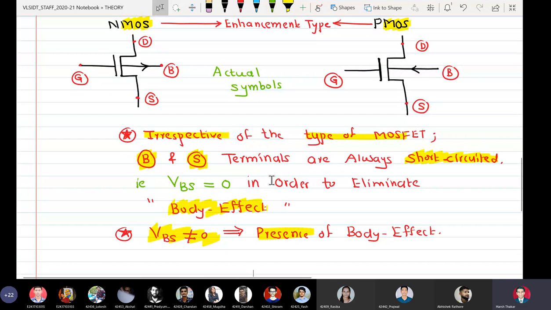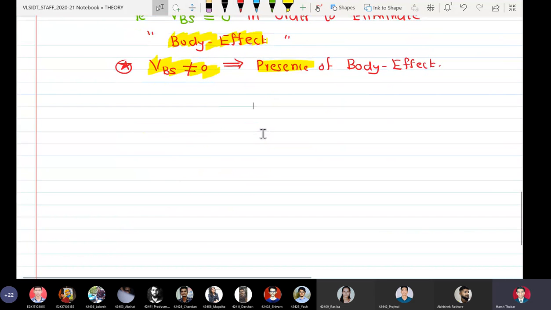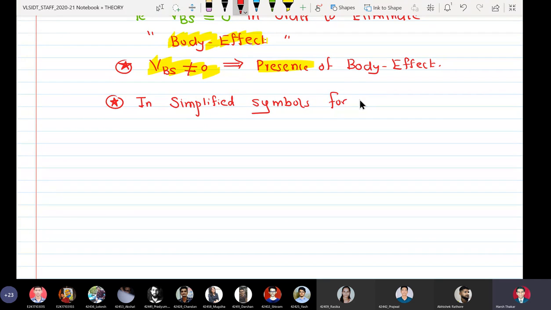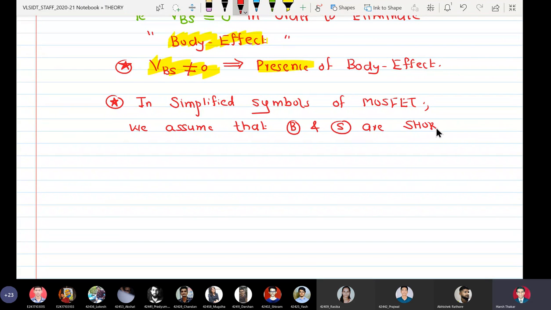So when we short circuit body and source terminals for reliable operation of both PMOS and NMOS, at that time we do not show the body terminal in the simplified form. So we can also say here that in simplified symbols of MOSFET, we assume that B and S are shorted, hence we do not show the B terminal.